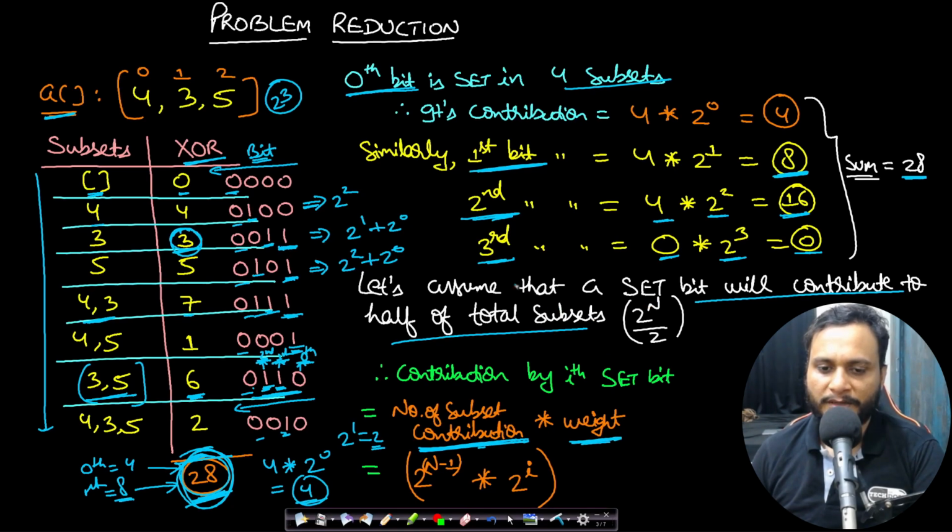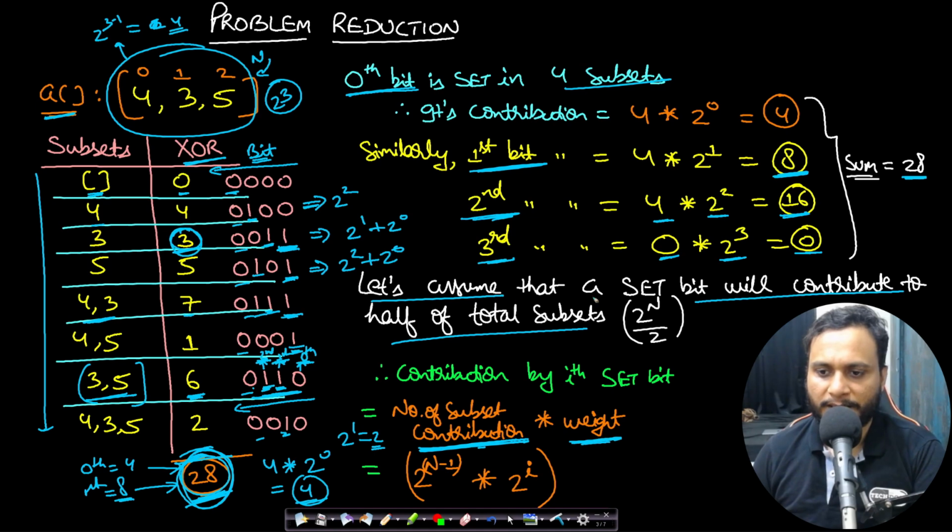So just for the time being, let's assume that a set bit will contribute to half of the total subsets. If you have n items here, and I know that the first bit is set, then it will be set in half of the total subsets that you can present. The total subsets that you can have is 2 to the power of 3. Half of this is going to be 2 to the power 3 minus 1, which is 4 subsets, right? So I'm just assuming that a set bit will contribute to half of the total subsets. I will prove it at the end why this is true.